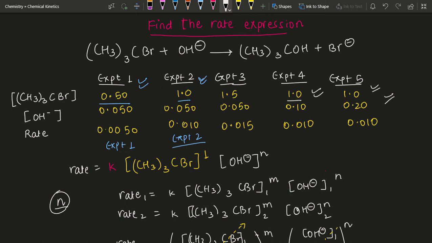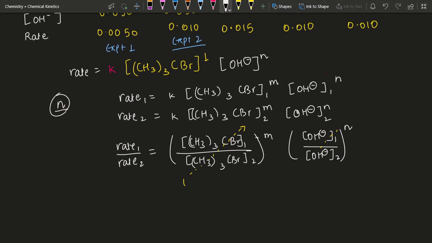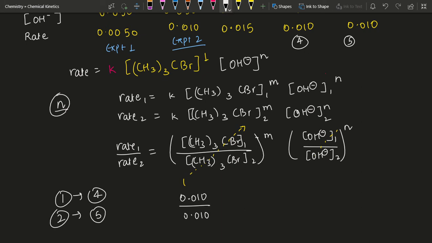In this, the halides have equal concentrations, and the hydroxide is getting increased. So let's just write that down. So rate 1, this is experiment number 4, and this is experiment number 5. So instead of rate 1, 1 means 4, and 2 would mean 5, just for convention. So rate 1 in this case is 0.010. We are not talking about units here. Why? Since all of them are in the same units, you essentially cancel everything out, so you don't need to worry about units here. And in the second experiment also, you have the same rate, so 0.010.